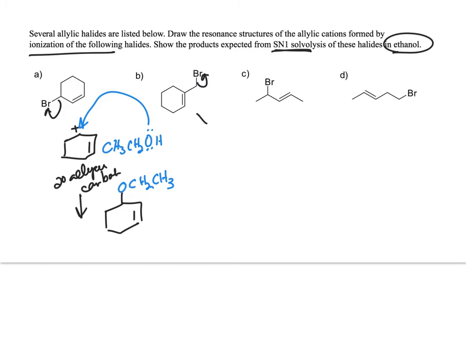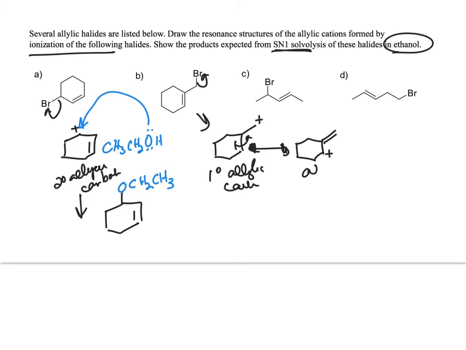Here you have a primary allylic carbocation, and that would do a resonance. We're just really going to go with the major one. So that would do a resonance. My resonance arrow, the double-headed arrow. Now this would be an allylic secondary. So then the ethanol comes in and forms a substitution product, and you get this ether.